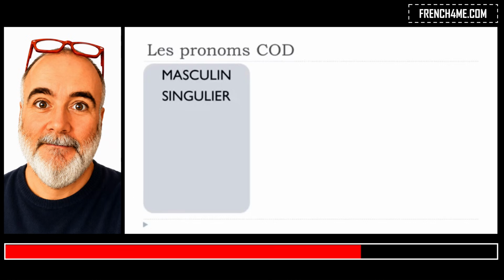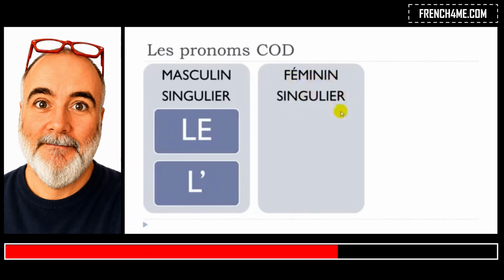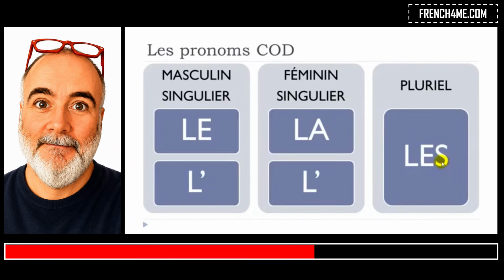As usual, we will have the difference between the masculine, the feminine, and the plural. We'll start with the masculin singulier: le, or, if a vowel comes after, the e disappears and it becomes l apostrophe. Feminine singular, third person, is la, or l apostrophe if you've got a vowel after. For the plural, third person, it will be les.